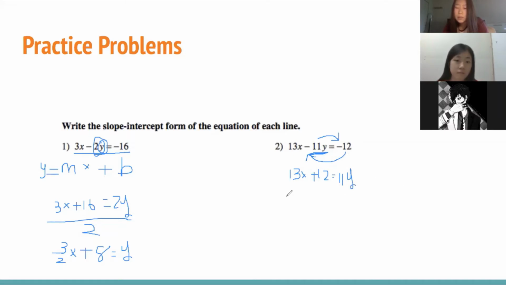Then you would divide it by 11 because you want just one y. So it'll become 13 over 11x plus 12 over 11 equals y.